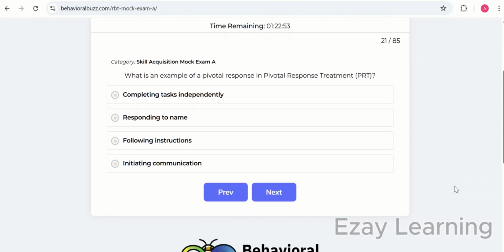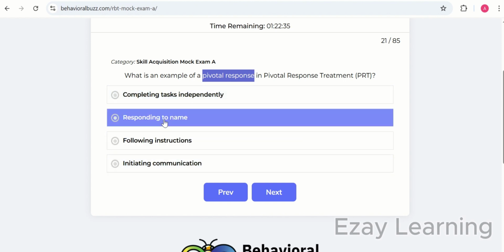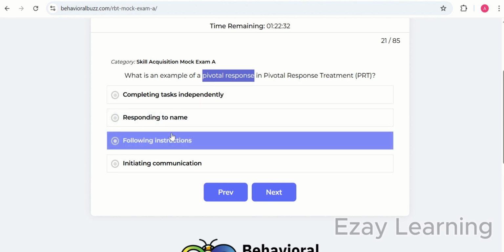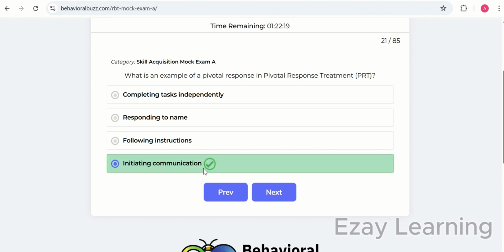What is an example of a pivotal response in pivotal response treatment? So when we talk about pivotal response, we don't talk about smaller things. We are talking about major changes, long lasting changes. So all these are basically related to a single thing, but initiating communication is a larger vision. It is more than just responding to name or following or completing something.